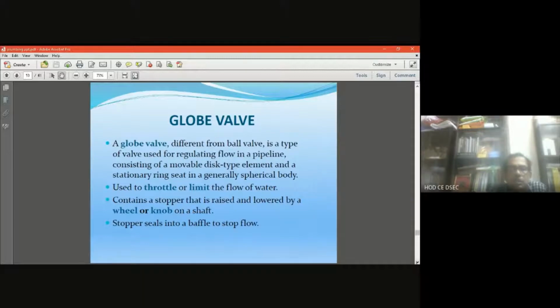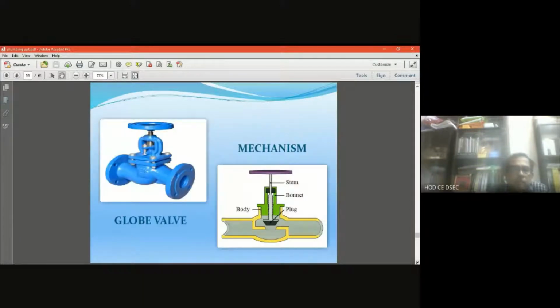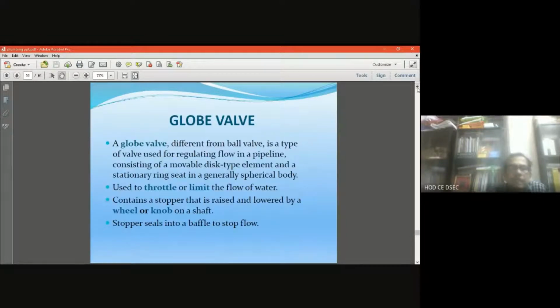Let me show you the figure. This is the globe valve, now operating the wheel. You see the stem is there, the bonnet is there, the plug is there, the whole body I have shown you. Now what is the mechanism? You can see the handle is the wheel system. Basically the stopper is raised or lowered by a wheel or knob on a shaft.